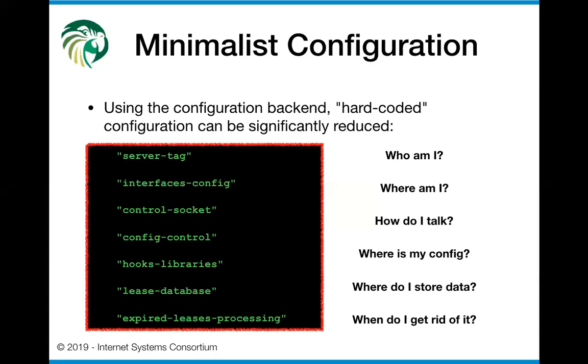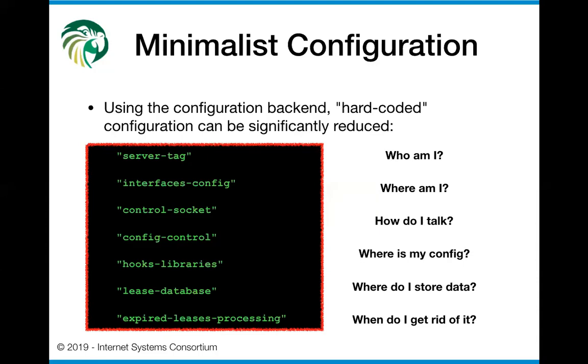The configuration of the control socket, so the ability for the DHCP server to talk to its Kea control agent. Something new is the config control, and we'll talk about this in detail in a couple of slides. That is, where is my config backend? Which database do I go to pull the configuration out of to complete my configuration?